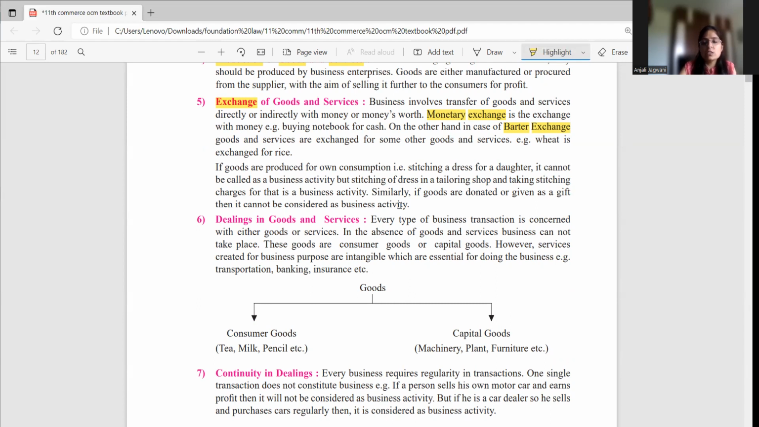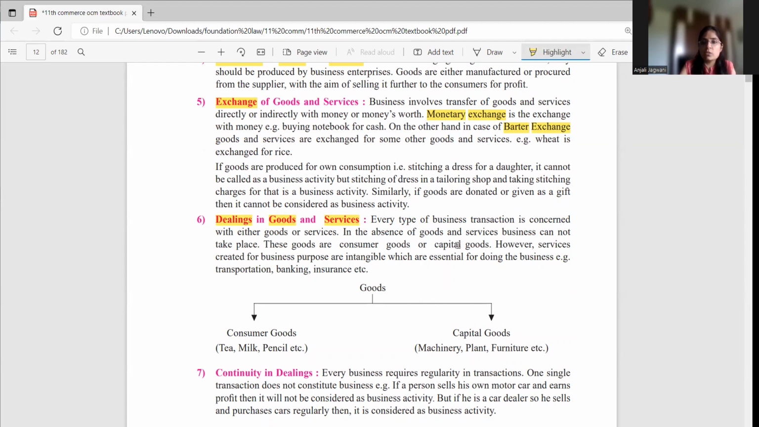So, dealings in goods and services, another feature, the sixth feature of business given over here. Every type of business transaction is concerned with either goods or services. In the absence of goods and services, business cannot take place. So obviously business जो है either वो goods का होगा या फिर कुछ services का होगा, जैसे maintenance services provide करते हैं हम लोग electronic goods के लिए. So there has to be some good or there has to be some service जिसका business होगा. Without that, the business is not possible.